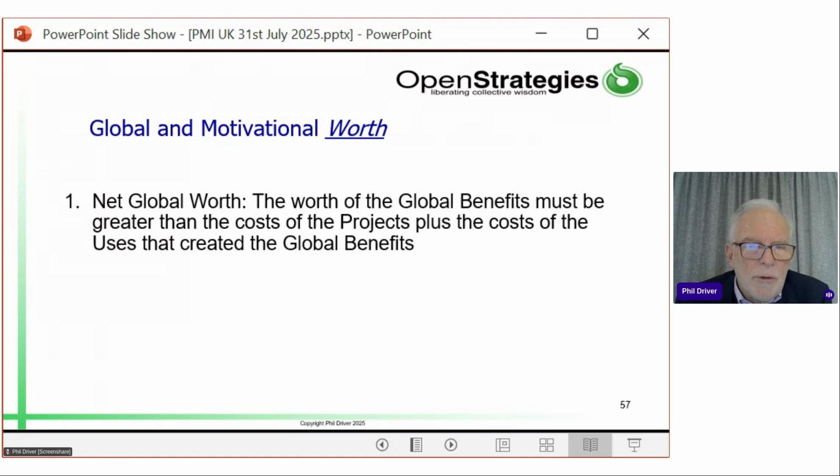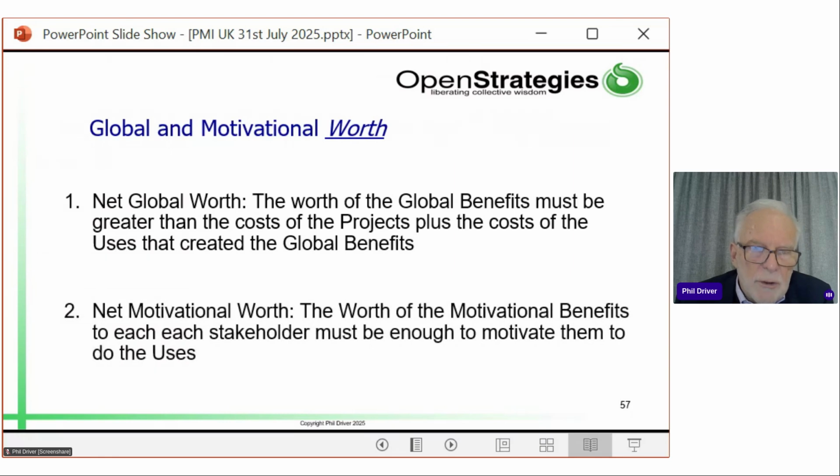So true net global worth is some sort of value placed on the benefits, and we can talk about that at length, from which you subtract the cost of the projects and the uses. Net motivational worth is the worth of the motivational benefits. Is each stakeholder getting enough worth from doing the use in order for them to keep doing the use? Because if the uses stop, everything falls over.